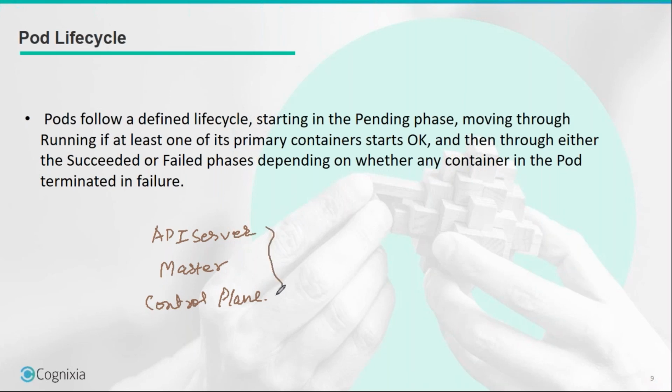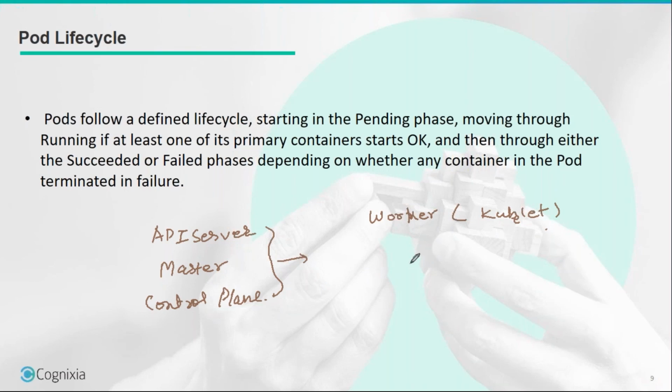Okay, so this API server sends a specification to the worker node, and on this worker node one kubelet service is running. This kubelet service is, you can say, the manager on the worker node. It takes the specification from the API server and creates the pod.